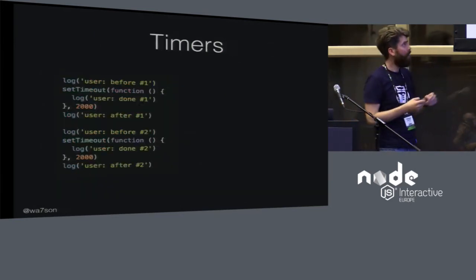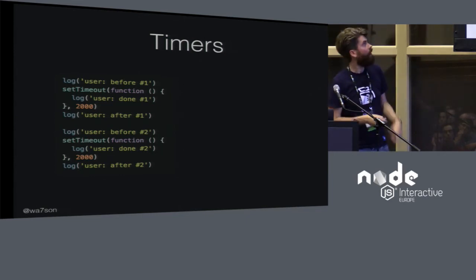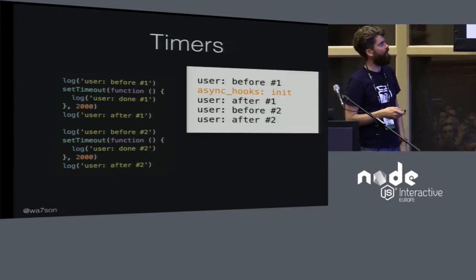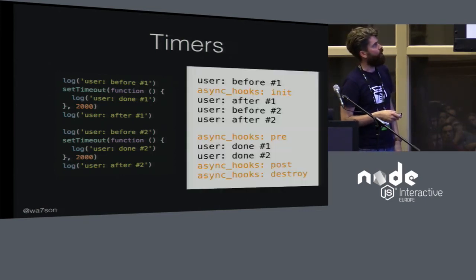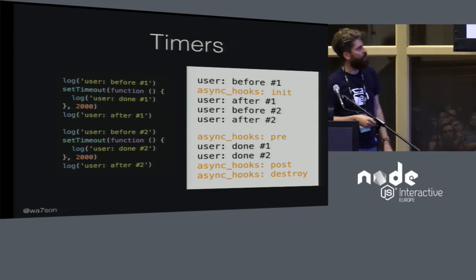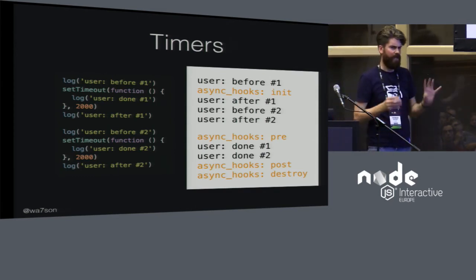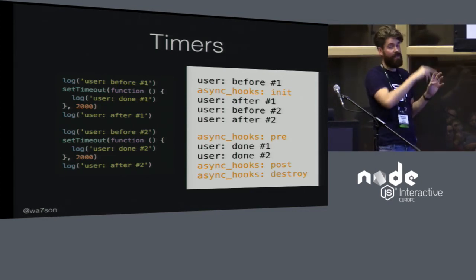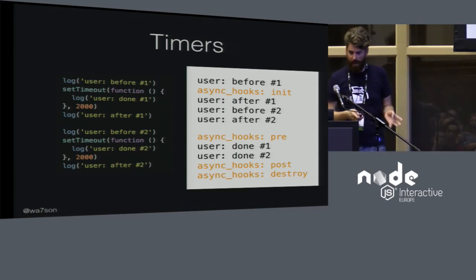Timers are a little bit funny. Basically, if you have 2 timers with the same number of seconds, they will share the same callback. So you will only get one call to init, one call to pre, one call to post, and one call to destroy, which is a little bit weird if you don't know this in advance. So if you want to be notified of each of them individually, you still have to do a little bit of monkey patching.